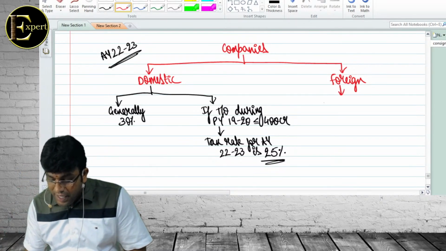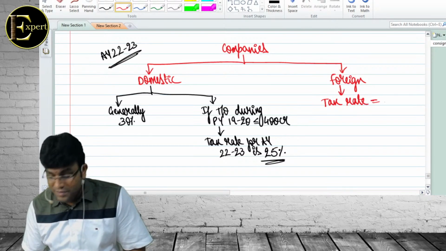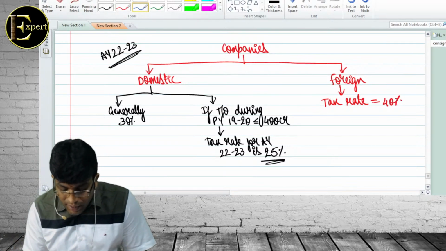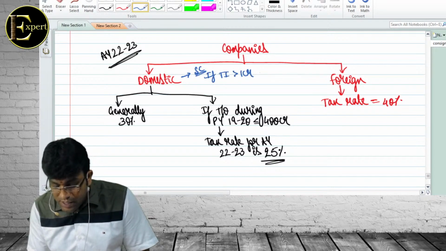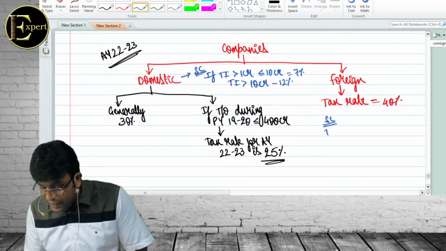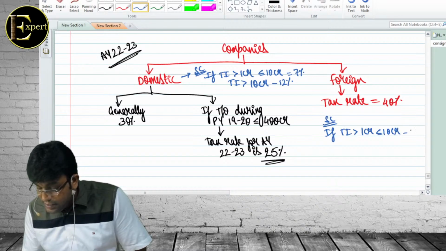Beta, what is the tax rate of a foreign company? Tax rate of a foreign company is 40%. Clear, my dear friends? And let me tell you very clearly here, in case of domestic company, surcharge: if total income is more than 1 crore, does not exceed 10 crores, then it is 7%. And if total income is more than 10 crores, then it is 12%. And for a foreign company, surcharge if total income is more than 1 crore, does not exceed 10 crores, 2%. And if total income is more than 10 crores, what rate sir?